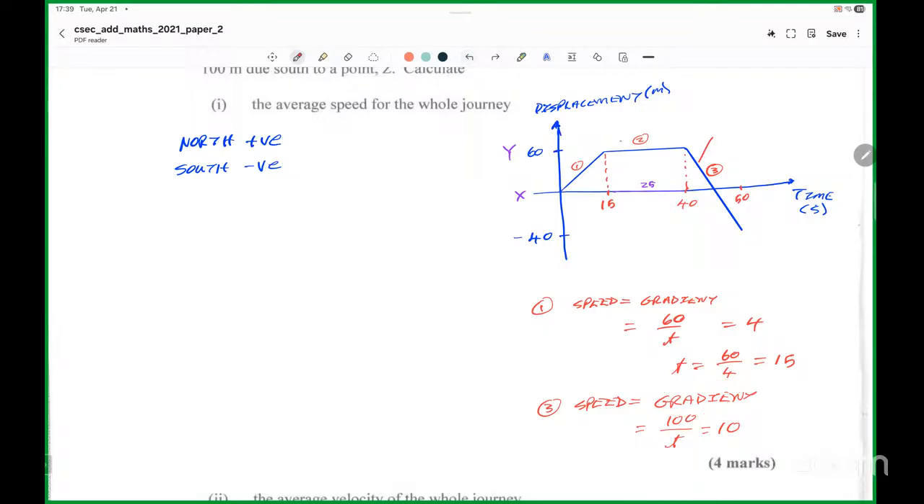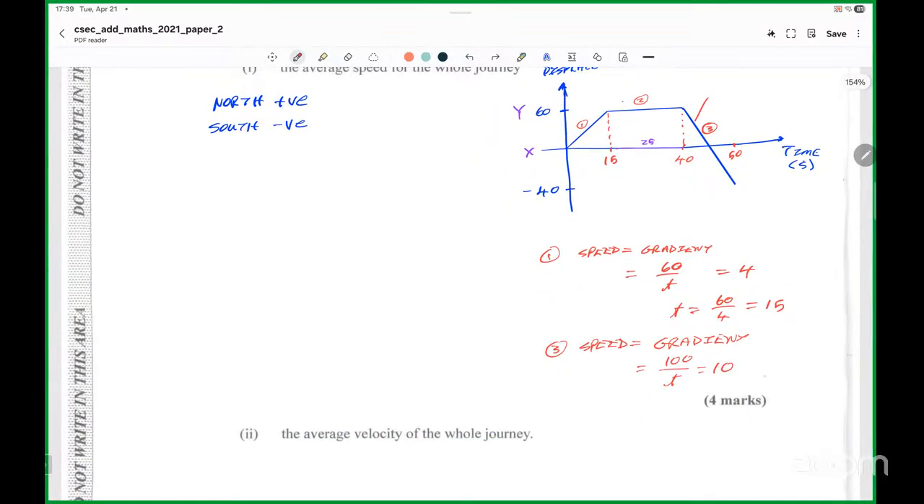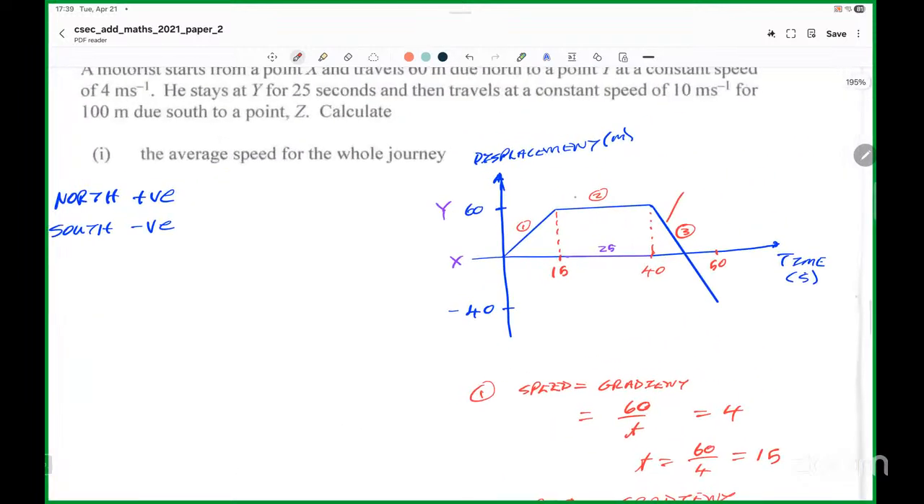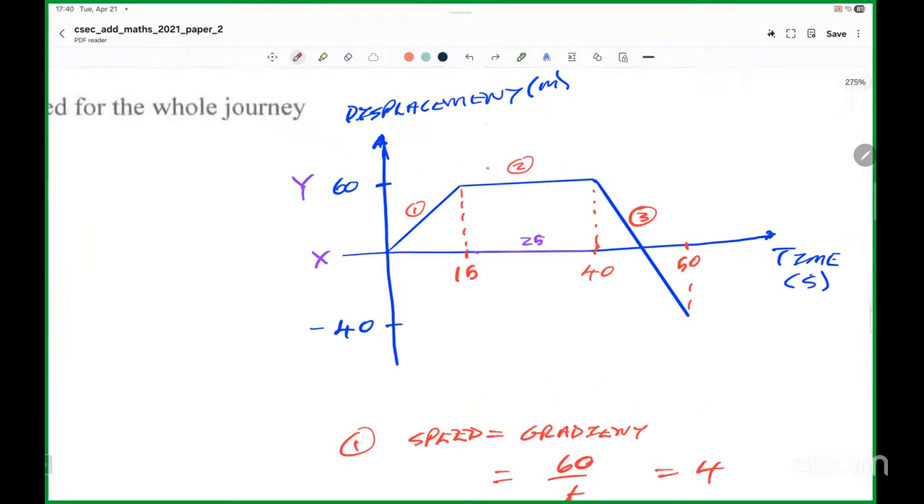Using that concept, the time becomes 10 seconds. So the time for this motion is 10. Right here is 10, right here is 50. I go for another 10 seconds. So after we draw the displacement-time graph, that's how it will look.